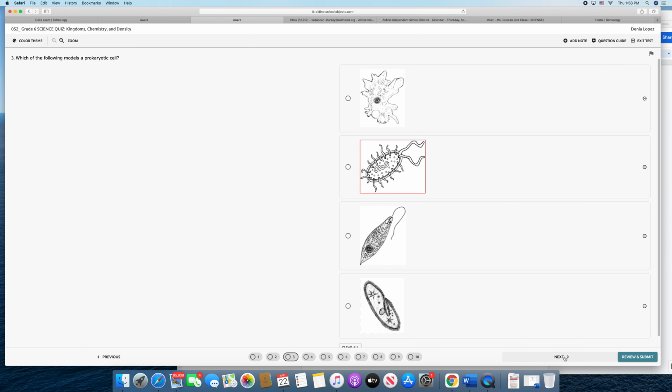Next, identify the following models. Which of the following is a prokaryotic cell? We know that a prokaryotic cell does not have a nucleus. So letter choice A and letter choice C already have a nucleus. You can clearly see the black dot. So you should eliminate those 2 and then choose from the remaining answers.